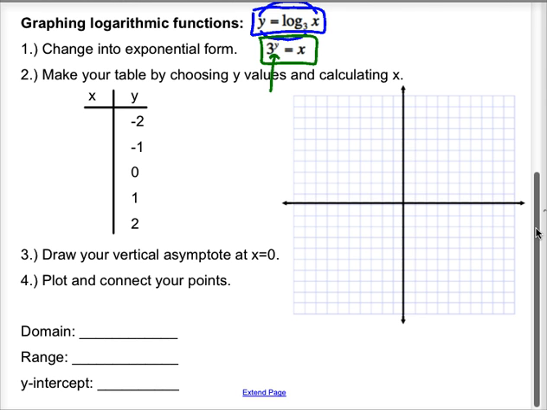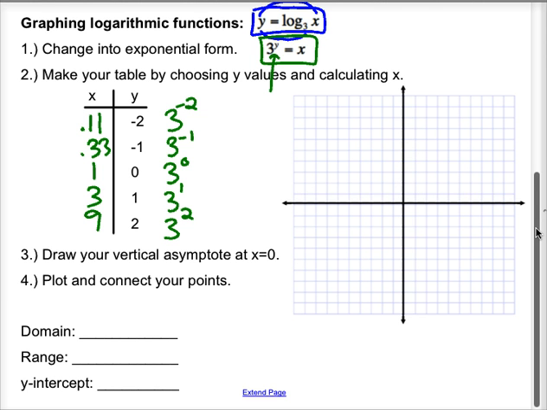So if I have 3 to the negative 2, again, I've chosen a y and I'm using that to get my x. 3 to the negative 2, type it in the calculator, will give you 0.11. 3 to the negative 1 will give you 0.33. 3 to the 0 will give you 1. 3 to the 1 will give you 3. 3 squared will give you 9. And that is how I fill in my table.